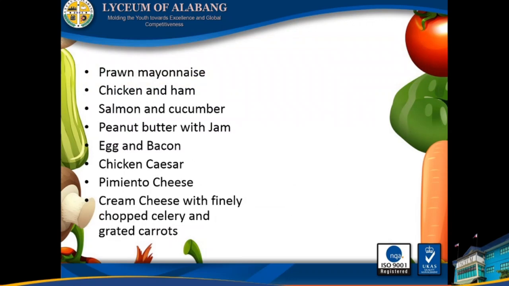Okay, I have here an exercise. Let's try to identify the following ingredients. You have to identify whether it is dry fillings or moist fillings. Let's start. Number 1, a prawn mayonnaise. Is it dry fillings or moist fillings? Very good. It is a moist filling. What about chicken and ham? Yes, very good again. It's dry fillings.